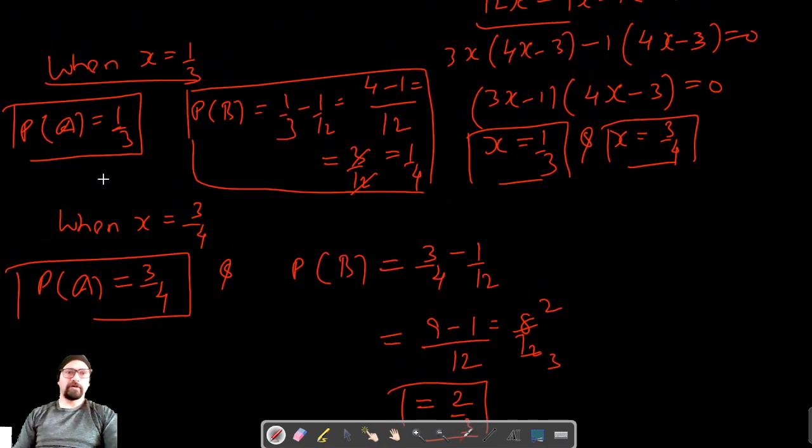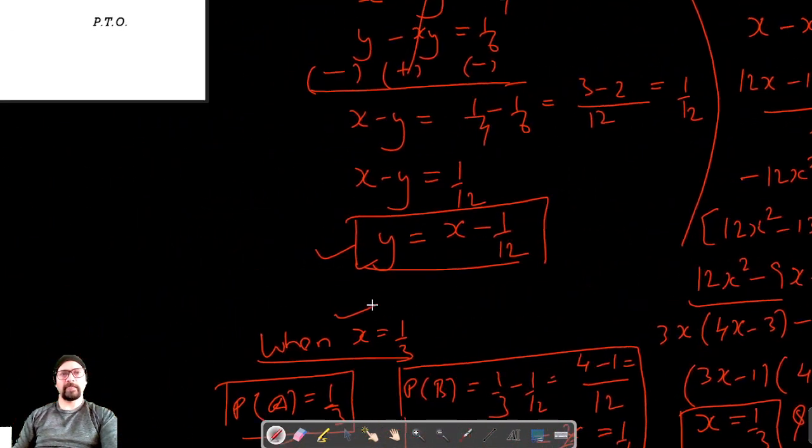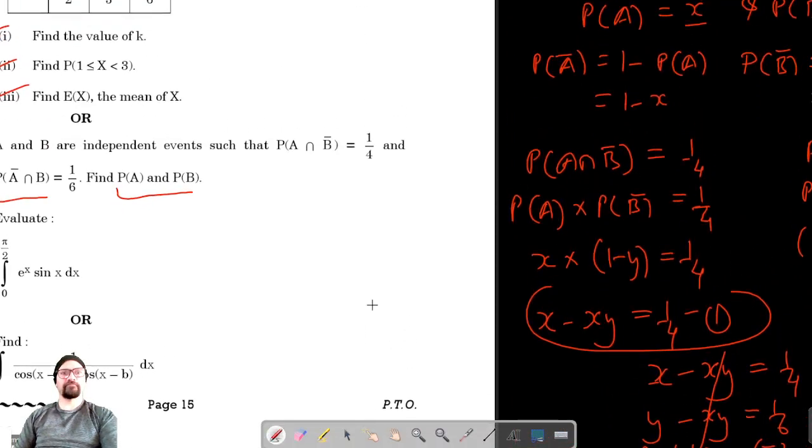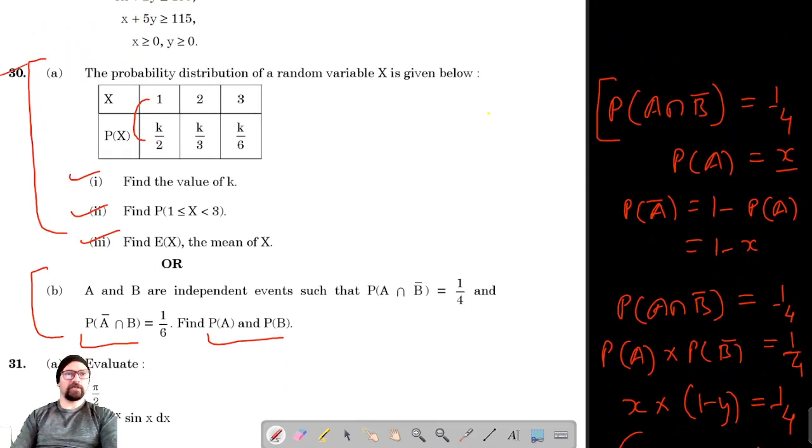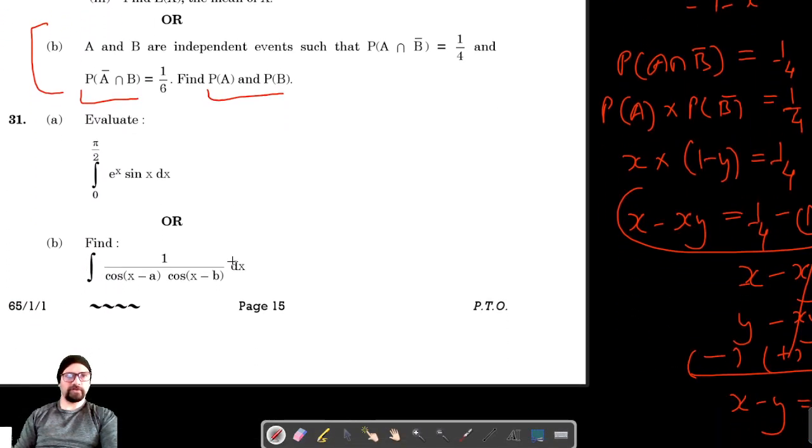Okay, so when x is equal to 1 by 3, probability of A is 1 by 3 and probability of B is 1 by 4. When x is 3 by 4, probability of B is 2 by 3. This solves our question. Our question number was 30, and this is done. So let's move on to question number 31.